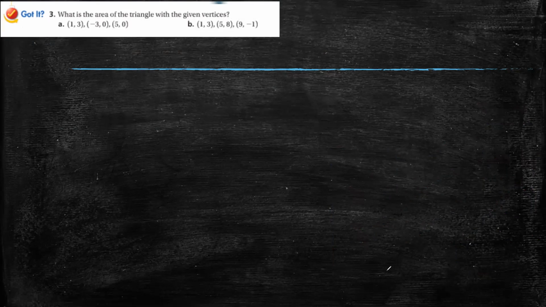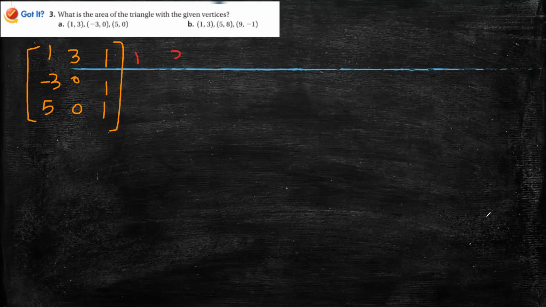What do we have to do? Make the matrix. 1, 3, negative 3, 0, 5, 0. Then put a 1, 1, 1. So I wrote now the matrix. Let's copy now the first two columns. Then after that, let's find the determinant.